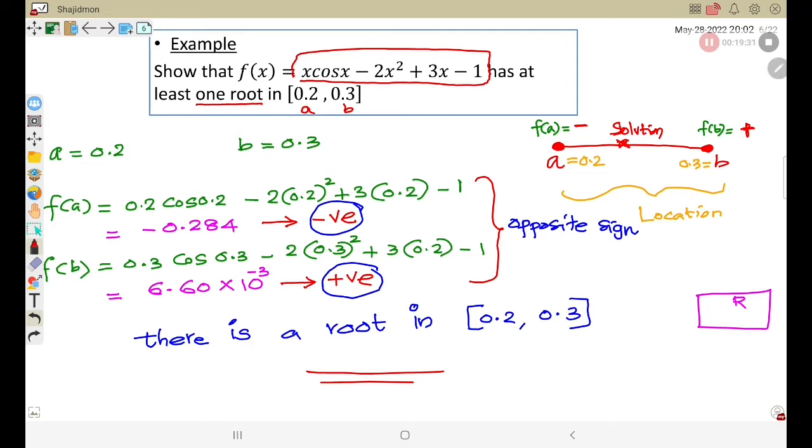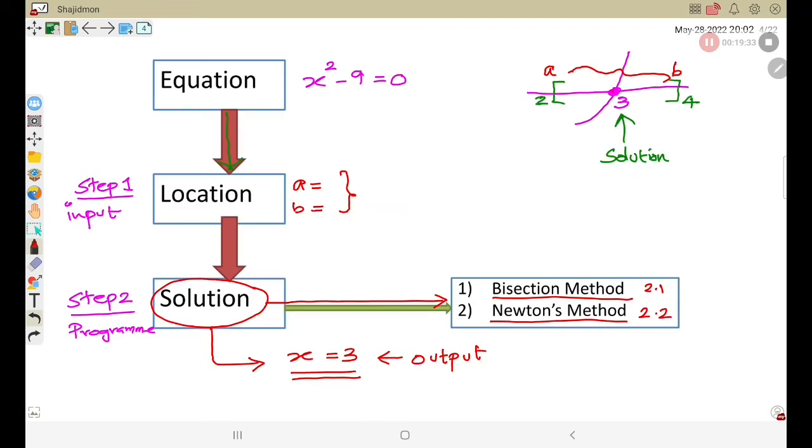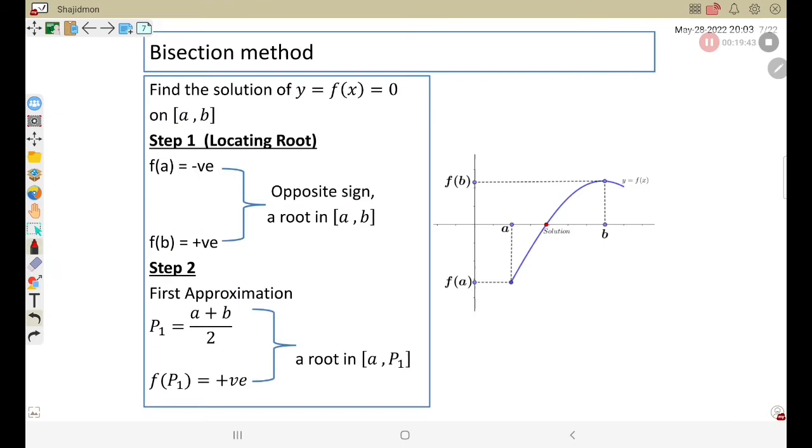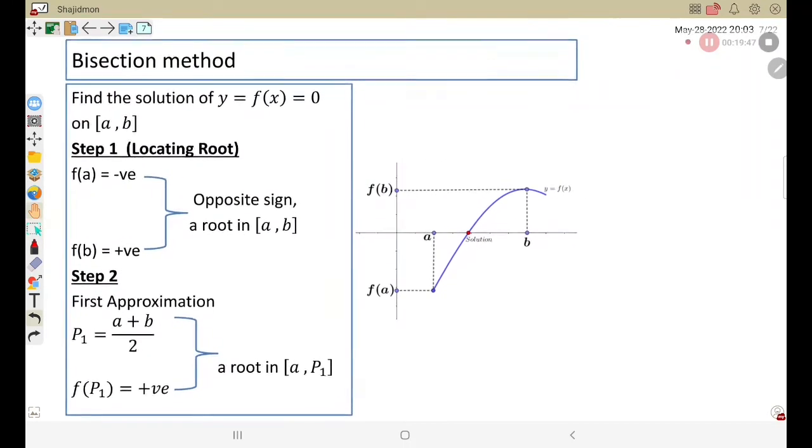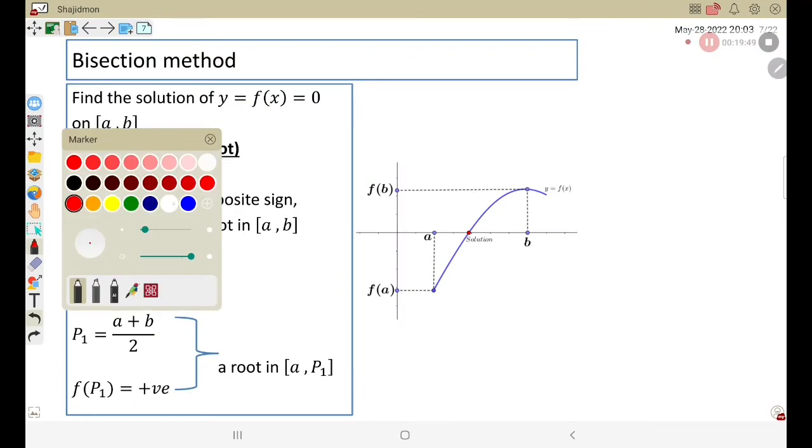Now we will go to the bisection method. So you understood how we can find the location from an equation. Now we use the bisection method for finding the solution. Now what is the meaning of the bisection method? You can see here, roughly, I already explained it in detail.